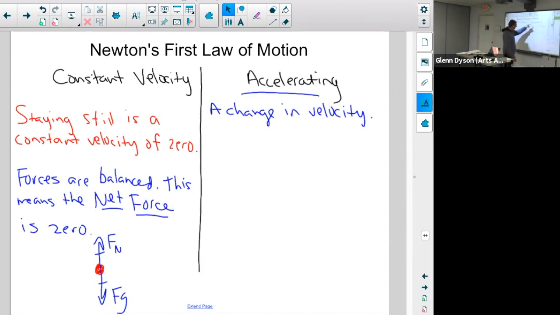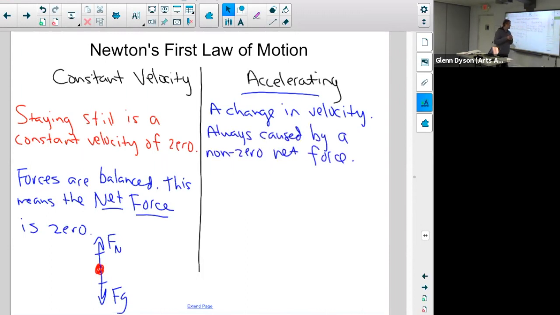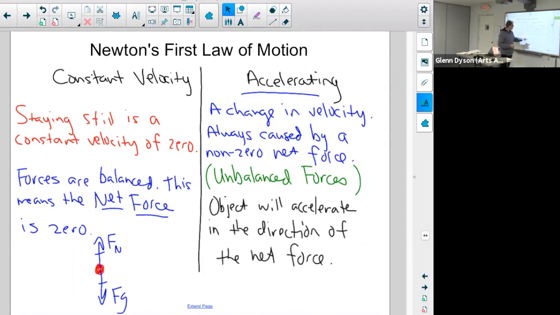And acceleration, we talked about again, is a change in velocity. And acceleration is always caused by a non-zero net force, when the forces are not balanced. Okay, so when the forces are not balanced, we're going to put them all together like we just learned, and we're going to get one single answer vector. And that vector, the net force, if it's not 0, then that object is going to accelerate. And it's going to accelerate in the direction of that net force. Whatever direction that net force is pointing, that's the direction that the object is going to accelerate in.